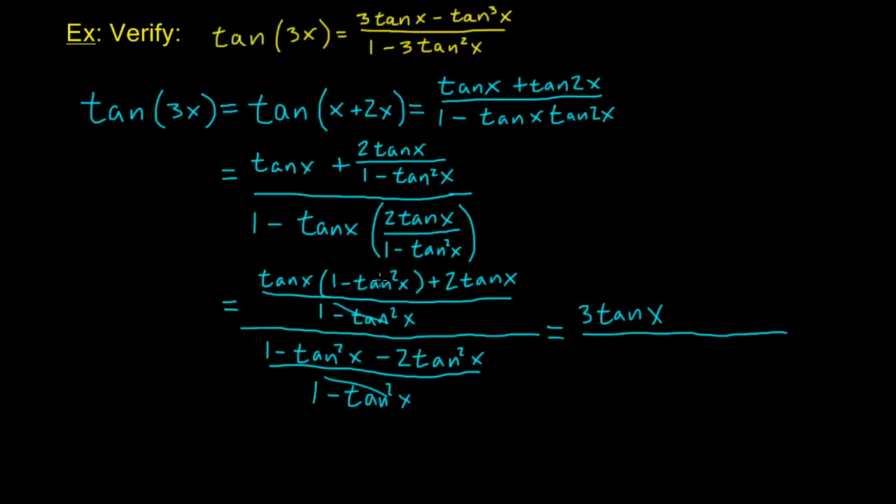And then I have a negative tangent squared times tangent. That's negative tangent cubed x. And in my denominator, I have 1 minus tangent squared minus tangent squared. So this is a total of minus 3 tangent squared of x. And we're done. This is exactly what we want. This is our right-hand side in the problem.